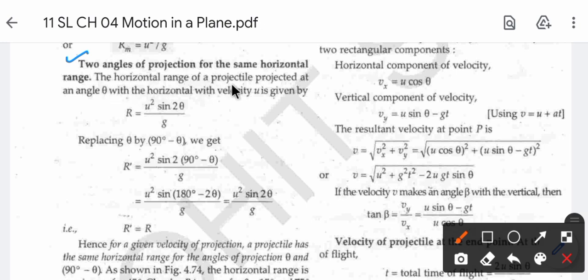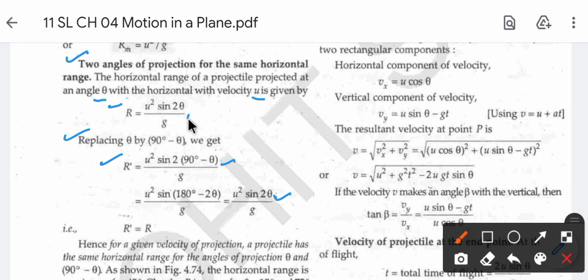The horizontal range of a projectile projected at an angle theta with the horizontal with velocity u is given by R equals u squared sine 2 theta by g. Now if we replace theta by 90 minus theta, we will get R dash. That will be u squared sine 2 times (90 minus theta) divided by g. Then if we simplify it, it will be u squared sine (180 minus 2 theta) by g. And from trigonometry, we know that sine (180 minus 2 theta) can be written as sine 2 theta.